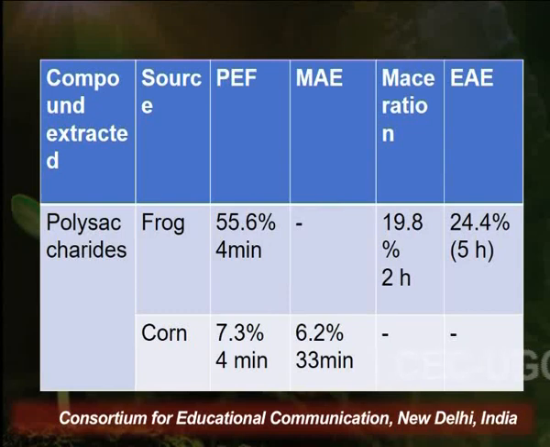Now if you look into this table, I have taken certain examples wherein a comparison of the extraction yield of various secondary metabolites has been made. In this example, polysaccharides were extracted from frog by using pulse electric field assisted extraction, maceration and EAE, that is enzymatic assisted extraction. And you can see that PEF was done for only 4 minutes, maceration was done for 2 hours, and enzyme assisted extraction was done for 5 hours. And there was a significant difference in the yield of polysaccharides obtained by using pulse electric field.